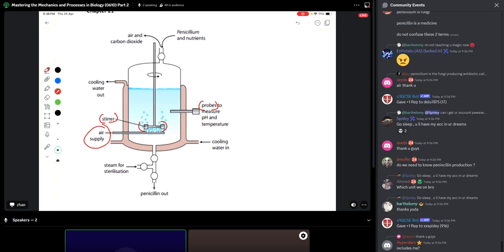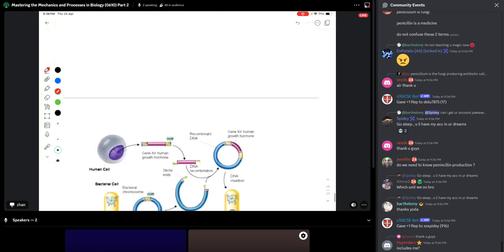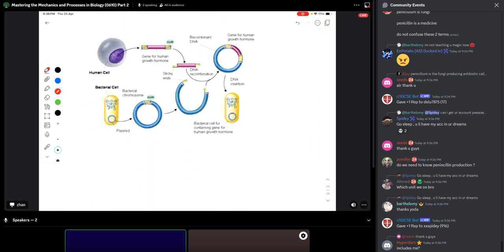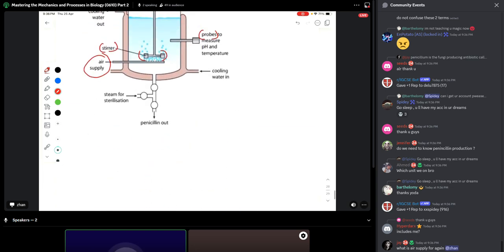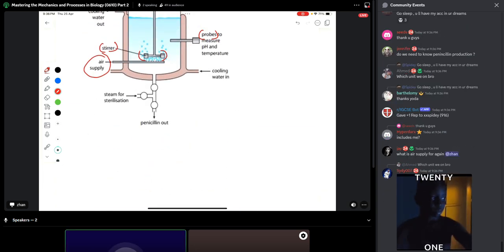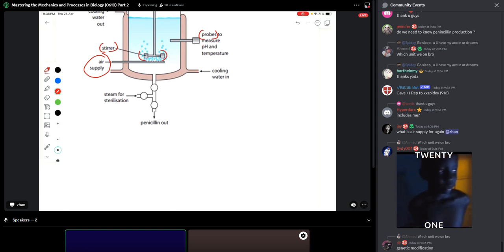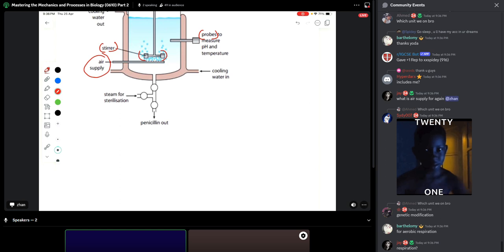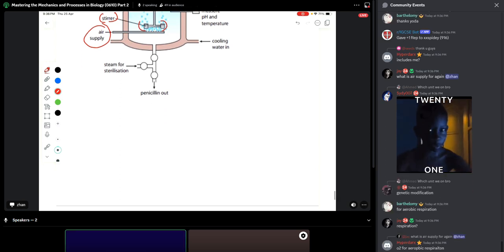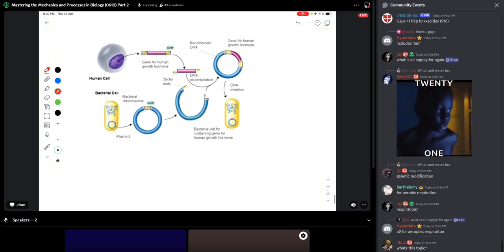What's the air supply for? To supply oxygen, because it's a fungus. It has to undergo aerobic respiration. Otherwise, how are they going to grow? Correct, respiration. This is chapter 21, the biotechnology chapter.